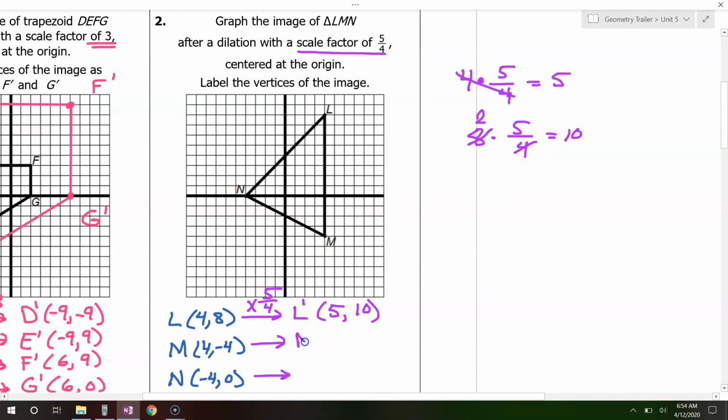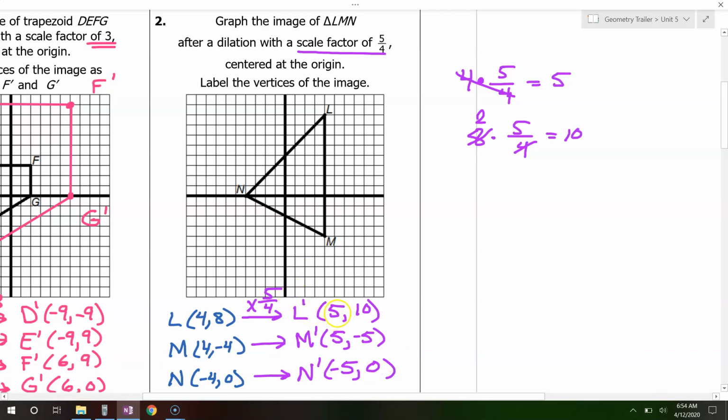So let's go ahead and find M prime. We already did 4, so we know that that was going to be 5. And so, of course, -4 will just give us -5. And here's another -4. So that'll be another -5. And 0 times anything is still 0.